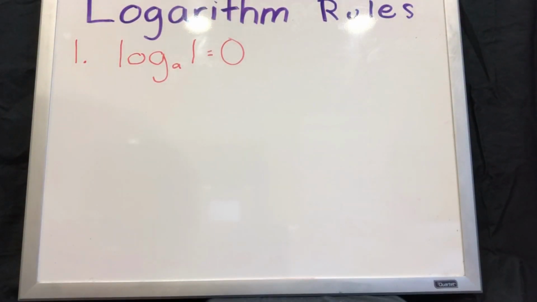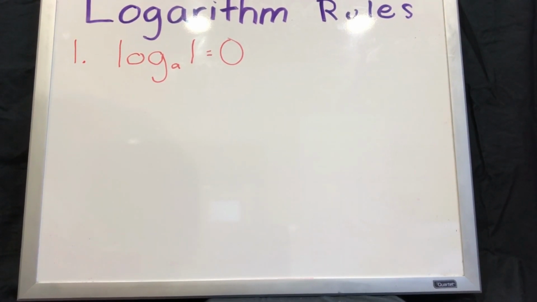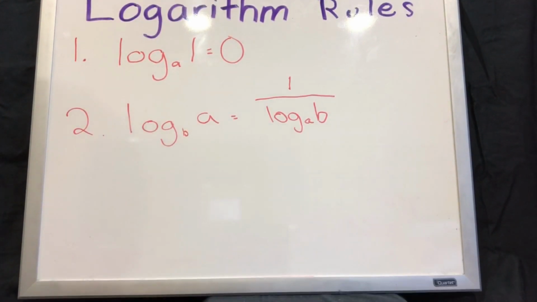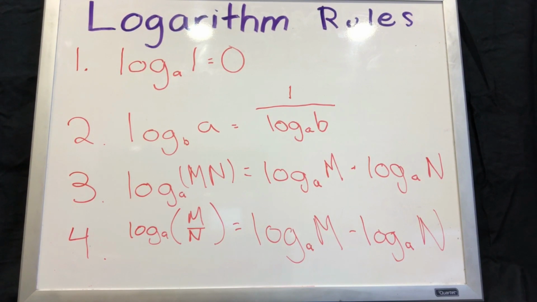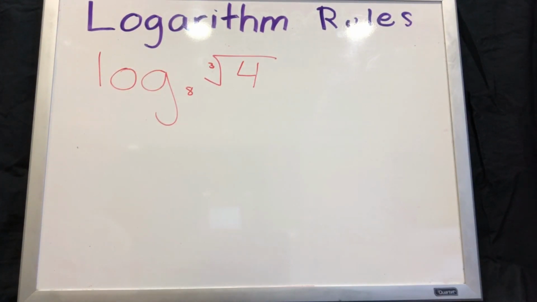1. Log base a of 1 equals 0 for all valid a. This is because a raised to the 0 power will always be 1. 2. When you switch the base and the argument of a logarithm, you get the inverse of the original logarithm. 3. Log base a of the product of two numbers is equal to the sum of log base a of the two numbers. And lastly, log base a of m over n equals log base a of m minus log base a of n. To check your progress, please try this example problem.